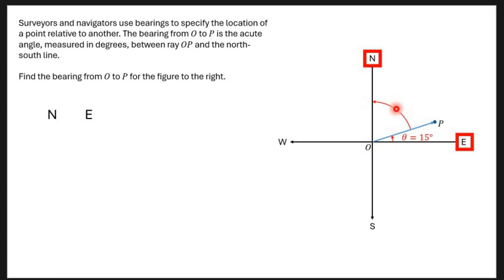So I look for that angle, and I notice that that angle is less than a 90 degree angle. All I'd have to do is take 90 degrees and subtract my 15 degree angle to find out the acute angle I'm looking for from the terminal side to the north-south line is 75 degrees. And thus my bearing is north 75 degrees east. And that's how we find bearings.